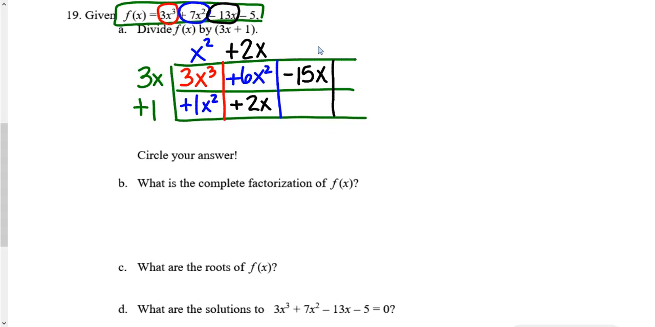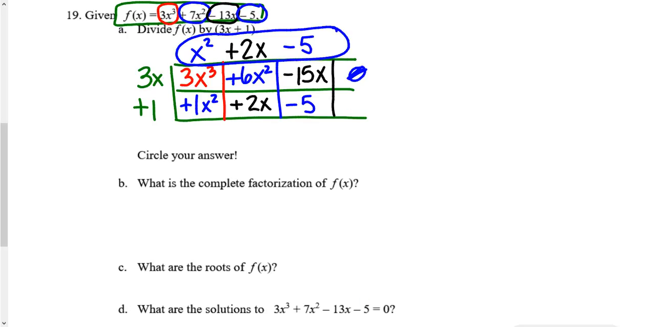And then what times 3x is negative 15x? That would be negative 5. Then negative 5 times 1 is negative 5. And look, that worked out. I was supposed to have negative 5, so there's no remainder. The answer to the division is x squared plus 2x minus 5.